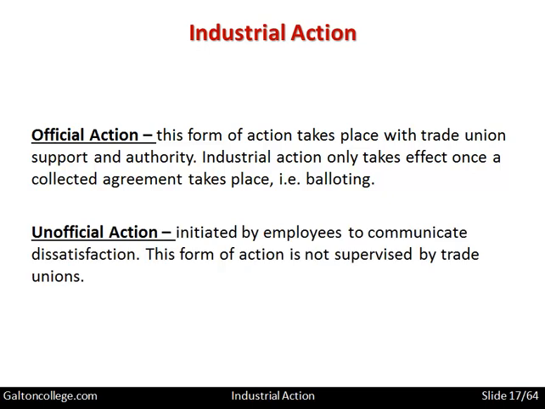By contrast, unofficial action is initiated by employees to communicate dissatisfaction. This form of action is not supervised or approved by trade unions. It's unofficial. It's taken normally within a very short time scale, and it could be done even ad hoc. It's just a walkout, perhaps. The workers don't like something that's happening and they don't want to cooperate with the management, and perhaps they walk out from work. They leave their place of work. That would be unofficial action. It's not structured, it's not approved.